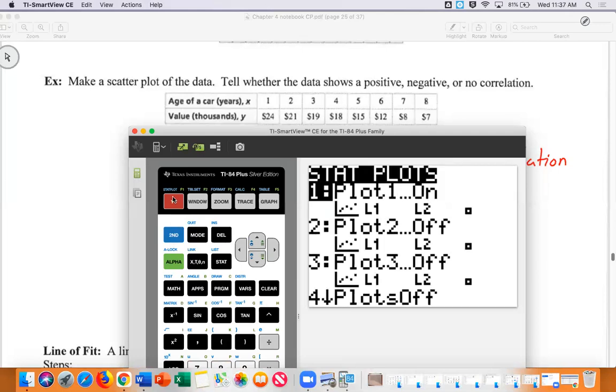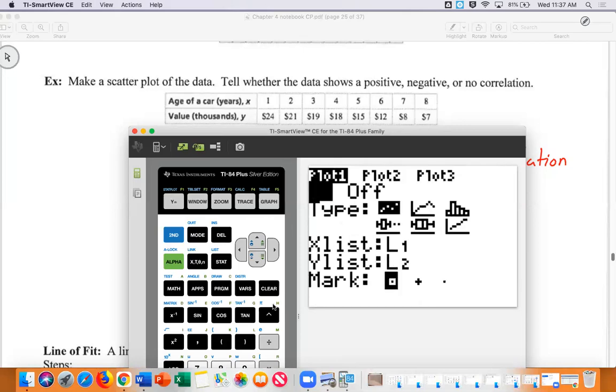All right. Now, we need to go to the blue button, second, and Y equals. Those of you who were with me yesterday, yours might still be on. Your plot needs to be on. If it's not on, we hit enter on number 1, which brings us to this screen, and we go from off where it's blinking to on, and we hit enter. And we don't touch anything else.